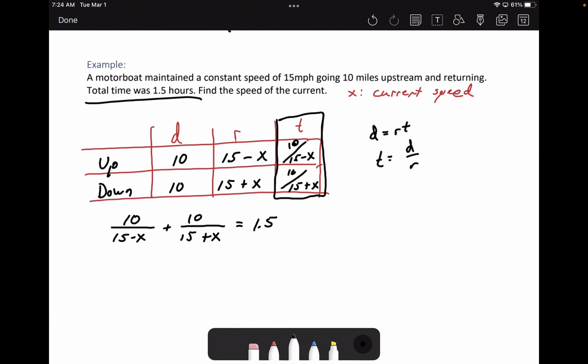Now we need to solve our equation. Notice it's a rational equation, so we need to multiply by the LCD. In this case, the least common denominator is 15 minus x times 15 plus x. We're going to multiply every term by the LCD. 15 minus x, 15 plus x. We'll do that on the second term as well. 15 minus x, 15 plus x. And then the right side of the equation.